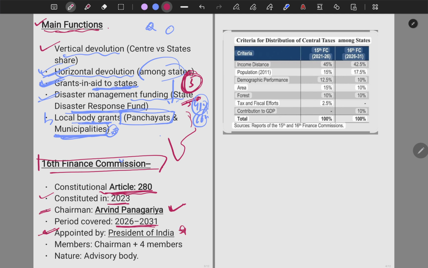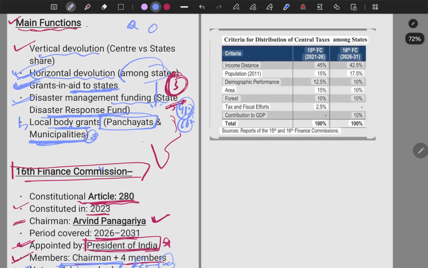Who appoints this commission? We have already seen this is the President of India. It's not the Prime Minister, it's not any other body. It is the President of India. And the members, as you just saw from the previous page, are a chairman and 4 members. The nature of this commission is only an advisory body. The recommendations provided by the Finance Commission will not be binding on the government. They are only advisory in nature.